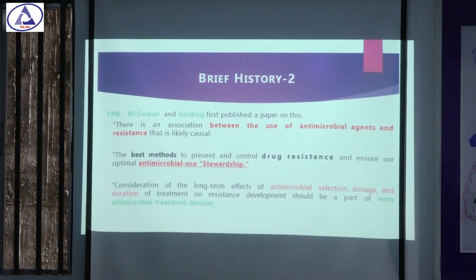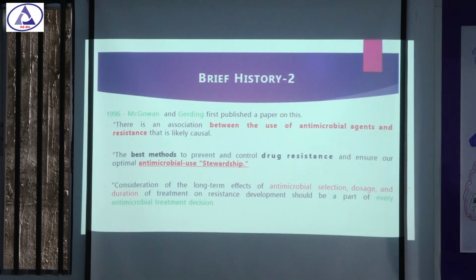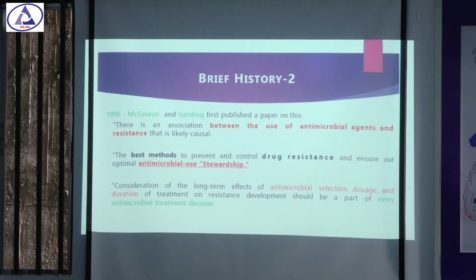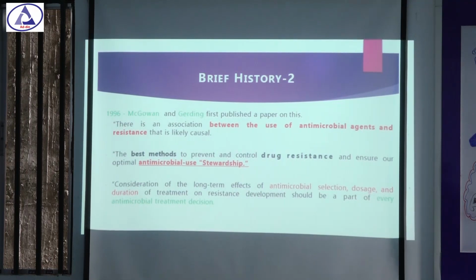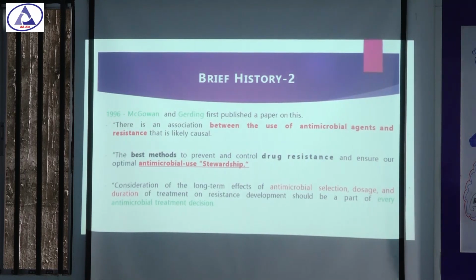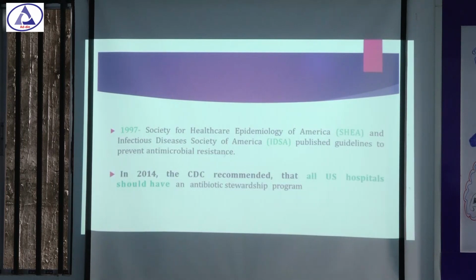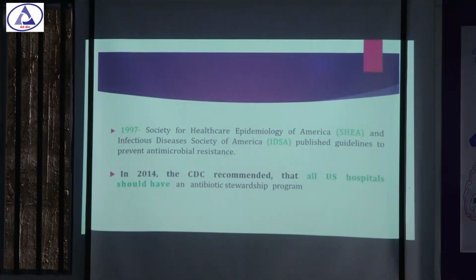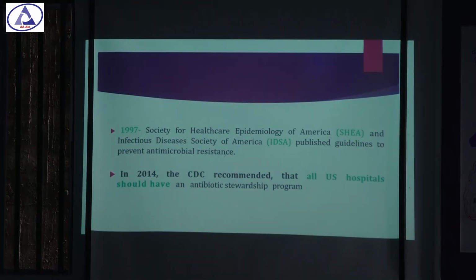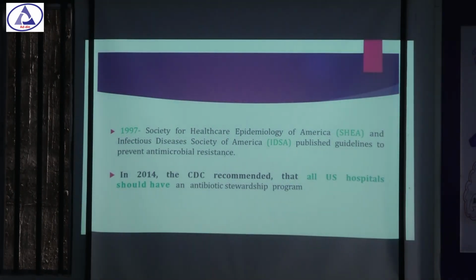In 1996, McGowan and Gerding first published a paper which showed an association between the use of antimicrobial agents and resistance, with a causal relationship. The best method to prevent and control drug resistance is to ensure a proper antimicrobial stewardship program, which will include proper antimicrobial selection, dose, and duration of treatment, and should be a part of every antimicrobial treatment decision. In 1997, the Society for Healthcare Epidemiology of America and the Infectious Diseases Society of America published guidelines on antimicrobial resistance. In 2014, the CDC recommended that all US hospitals should have an antimicrobial stewardship program.